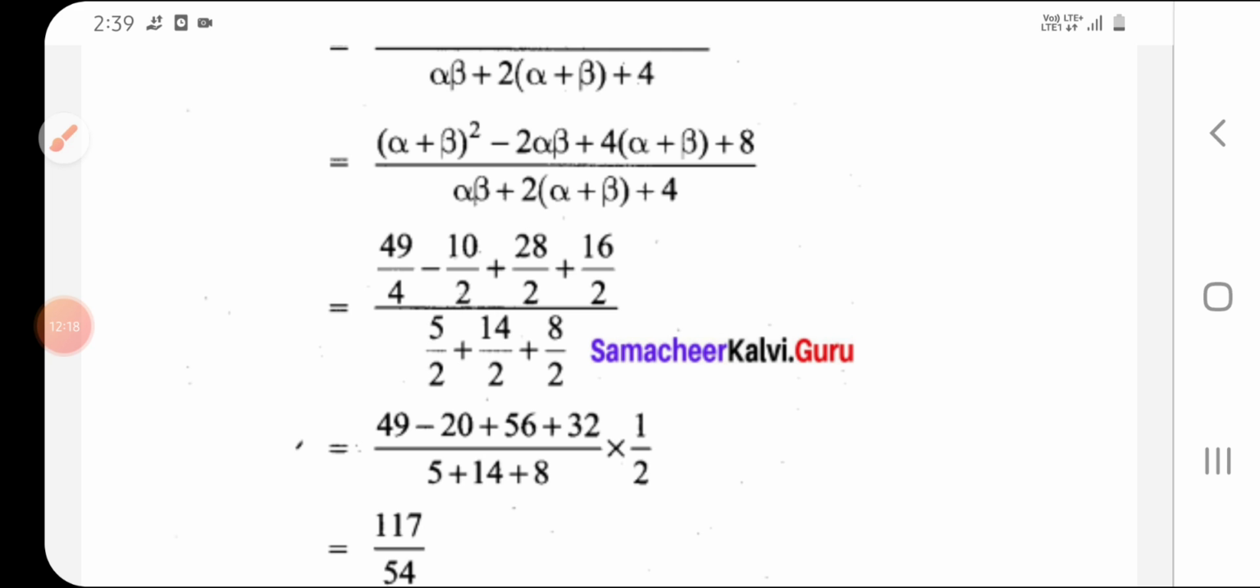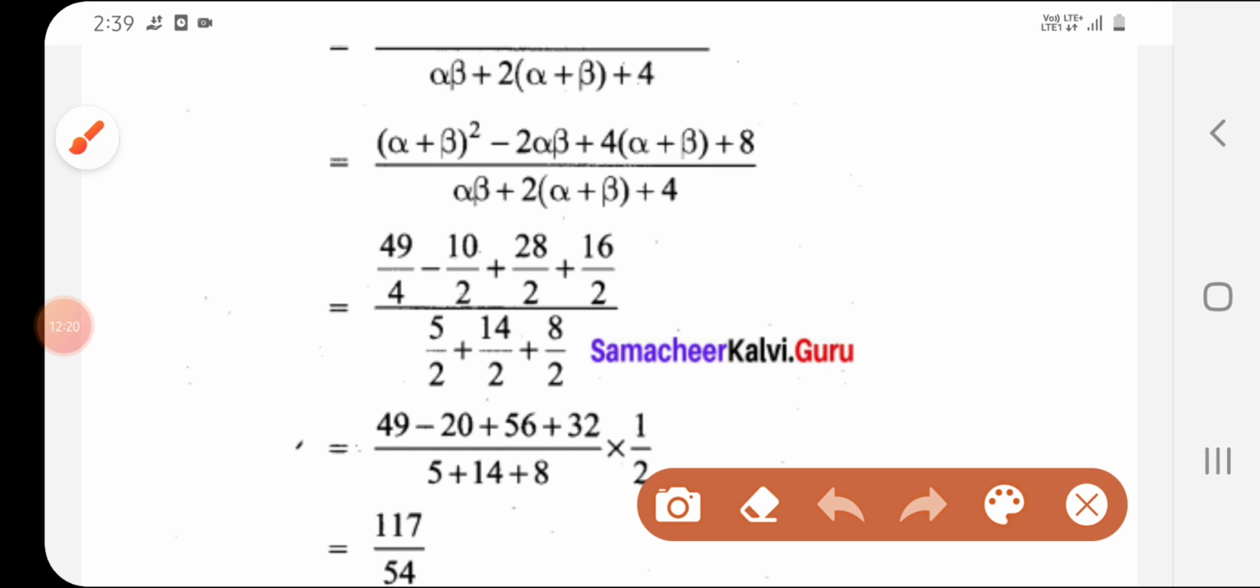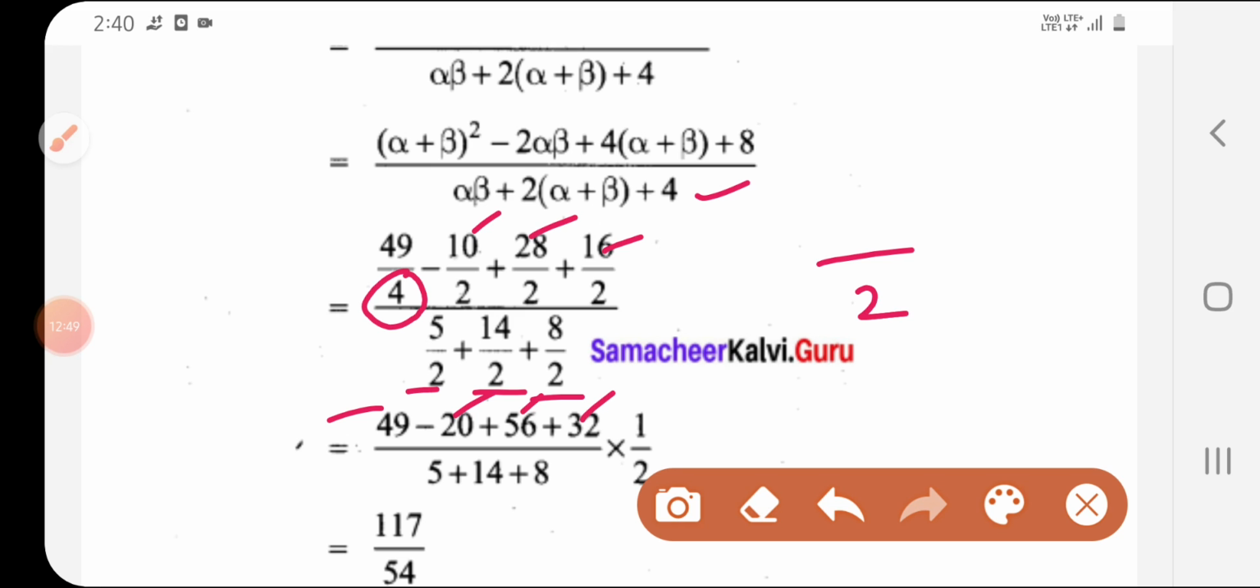Here we are taking the LCM 4, and 4 is the highest value, so LCM will be 4. So 49. In order to get 4, here we have to multiply with 2, 28 into 2, 56. Here we have to multiply with 2 again, it is 32. Divided by 5 by 2, 14 by 2, 8 by 2. Here we commonly keep the denominator as 2. So here we will get 5 plus 14 plus 8.